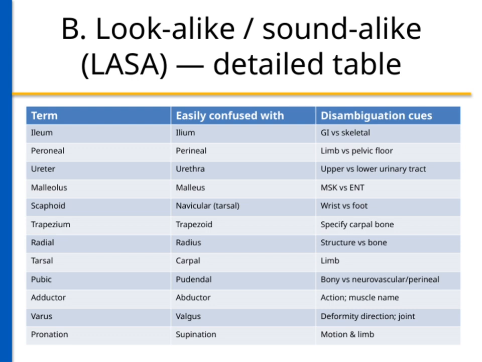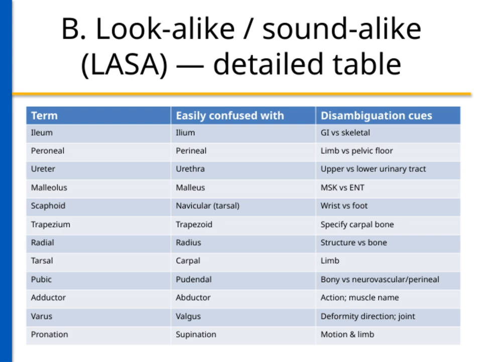Pubic versus pudendal. The pubic area refers to the pelvic bone, while pudendal relates to neurovascular structures or the perineum. Think about whether you're discussing the bony pelvis or nerves and vessels. Adductor versus abductor muscles. These describe actions, adducting or abducting limbs, and their names reflect that function.